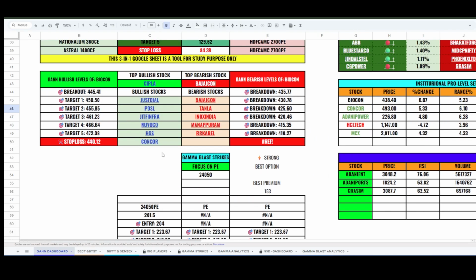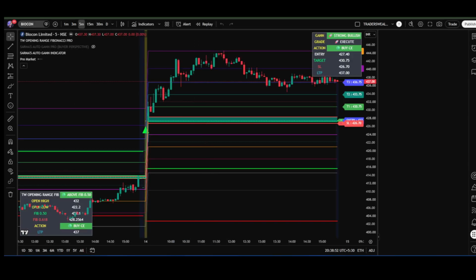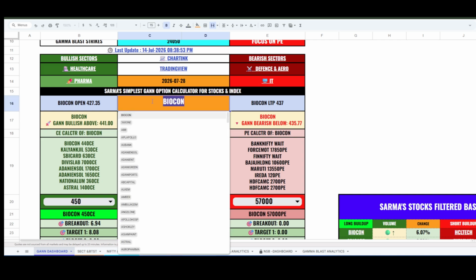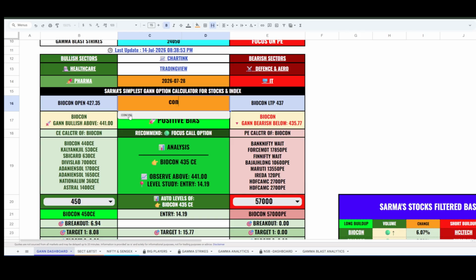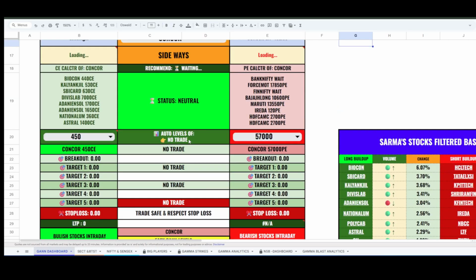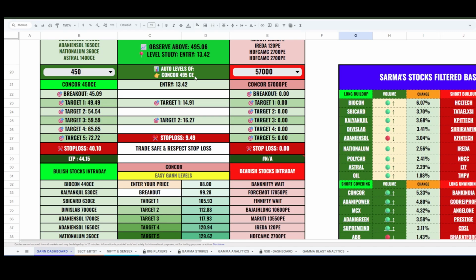If you want to check Biocon, as I selected here, you can select the stocks there and go with one click. You can go to TradingView and find out the charts like this. I already checked Concor, because Concor was there in the morning, so let us check what happened in Concor. Once you select it, it pulls the data and gives you the analysis in front of you.